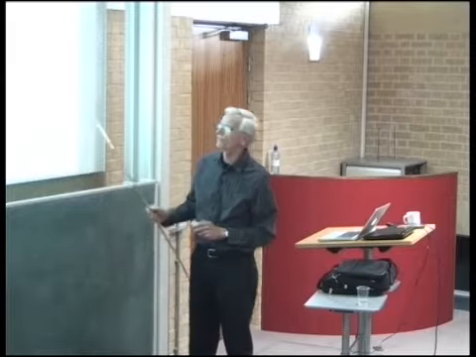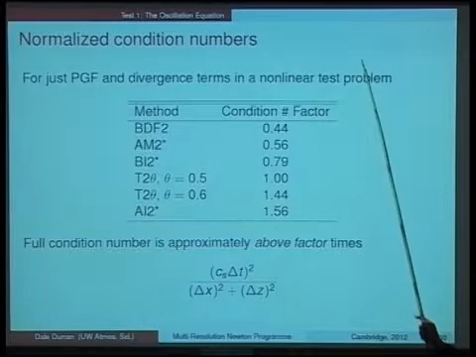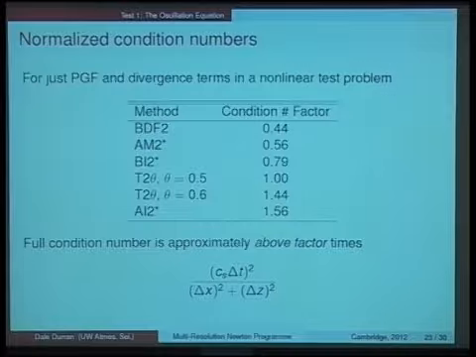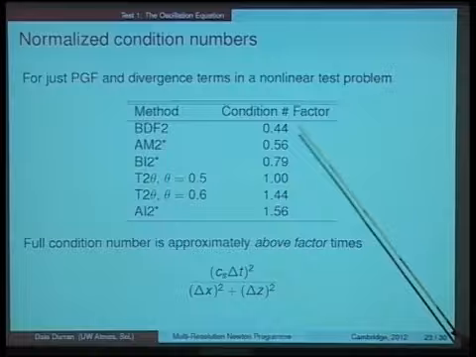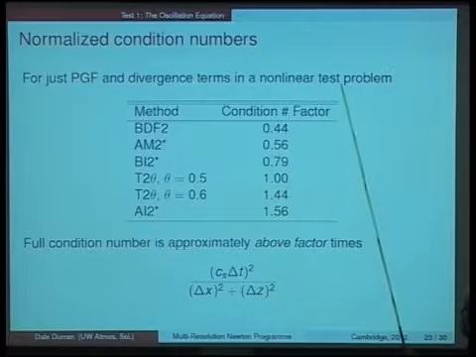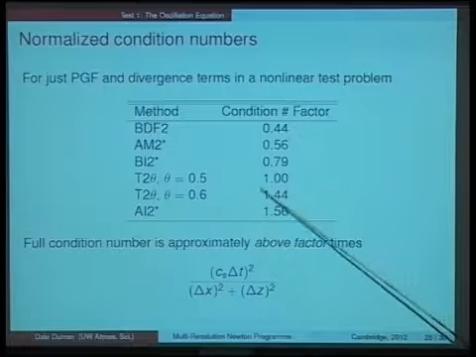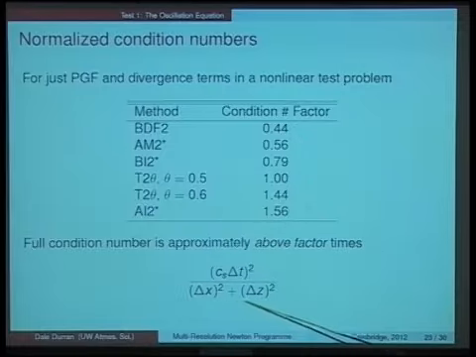Okay, so there's a test problem going to come up that I hope to flash up. But the condition numbers in a test problem where you are treating pressure gradient and divergence terms as the fast stuff, that's what propagates the acoustic modes, wind up having a form where this leading factor multiplies this thing, which depends on grid spacing, speed of sound, delta t.